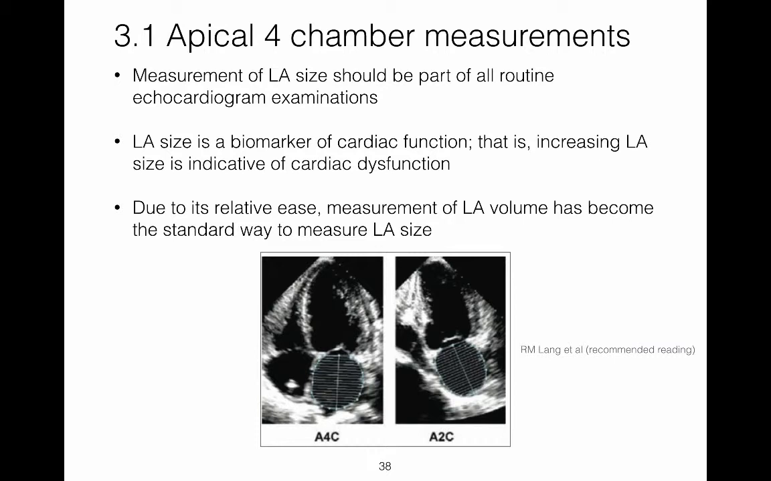Apical four-chamber measurements. Measurement of the left atrial size should be part of all routine echocardiogram examinations. Left atrial size is a biomarker of cardiac function. That is, increasing left atrial size is indicative of cardiac dysfunction. Due to its relative ease, measurement of left atrial volume has become the standard way to measure the left atrial size.